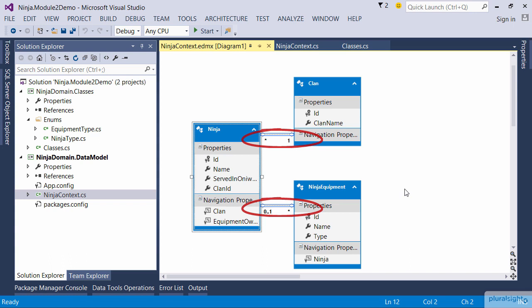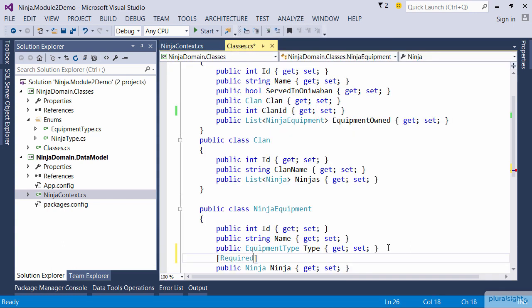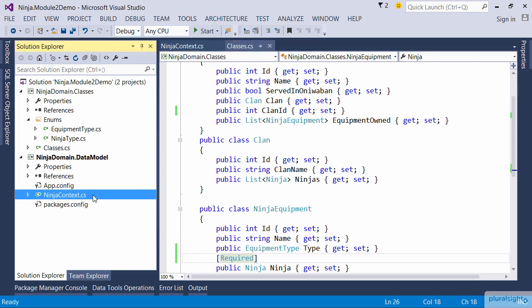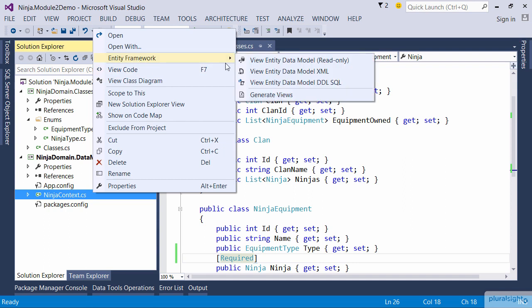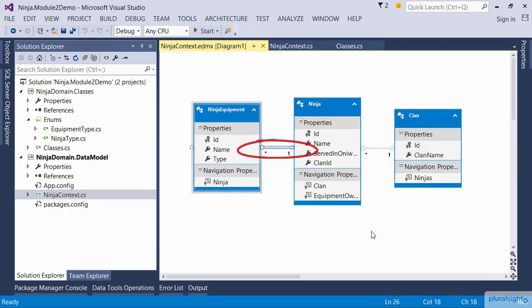But I do want to ensure that every NinjaEquipment has a Ninja. But I don't want to have to add the foreign key in there just to solve that problem. So there's a couple of ways I can solve that. The easiest way is to add the Required data annotation to the Ninja property. Now I'm saying Ninja is required. Entity Framework comprehends that data annotation. So if I go back and look at the model again, voila, there I have a one-to-many relationship between Ninja and NinjaEquipment.